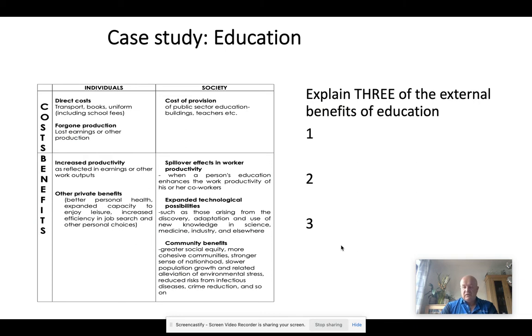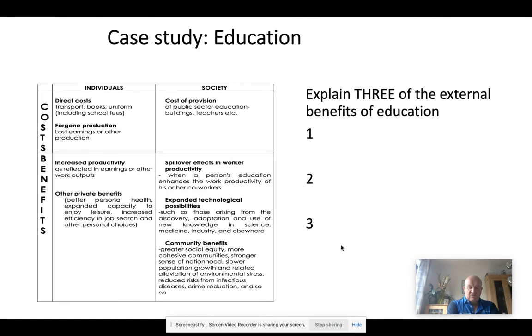Clearly, we all are involved in education, so we clearly know something about education, but when we think about the costs and the benefits, to both individuals and to society, you can see that education as a principle, there are some costs clearly. We've got transport to get to school, we've got books, we've got uniform, we've got school fees, maybe. School fees could also be foregoing production based on loss of earnings of other production on the basis of choosing to go to school or further your education rather than going into business and industry and producing goods and services.